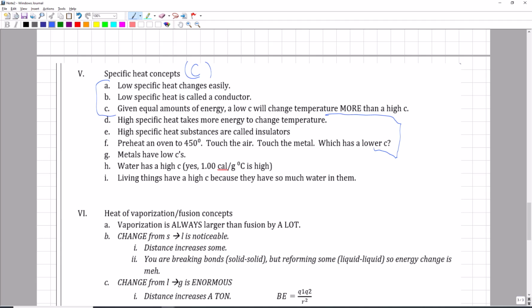If you put your hand in a preheated oven at 450 and put it in the air, it feels warm. If you touch the metal preheated at 450, it burns, which has a lower C. The metal does because it transfers that heat to you better. Air transfers it poorly, so it doesn't burn you. Metals transfer it quickly, so it burns you. Metals have low specific heats.